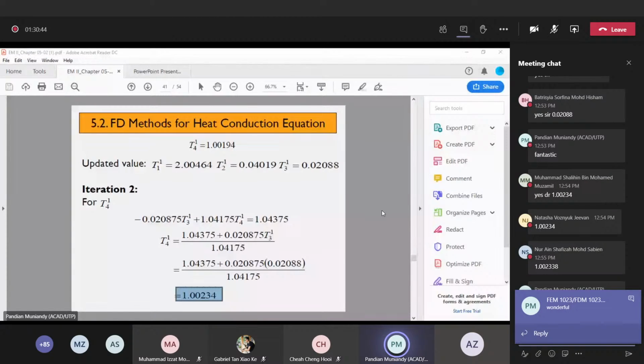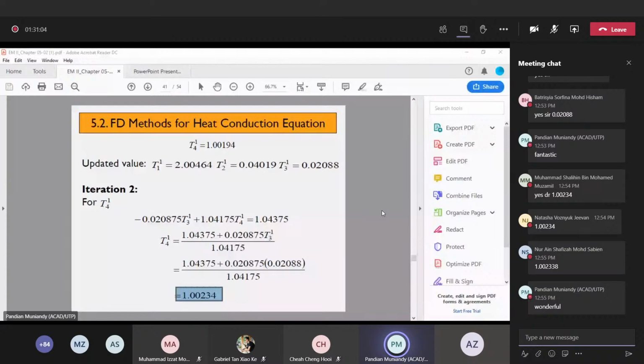Now, yeah, 2338, we can make it 234. Yes. Yeah, you can make it 6 decimal. Okay. No need to go more than 5 decimal. 1.00234. Even if you use 2338 is okay.